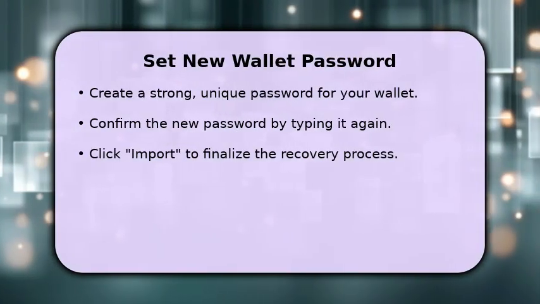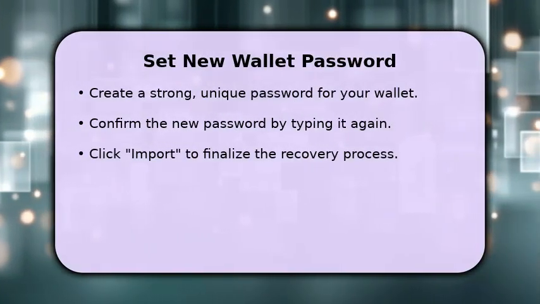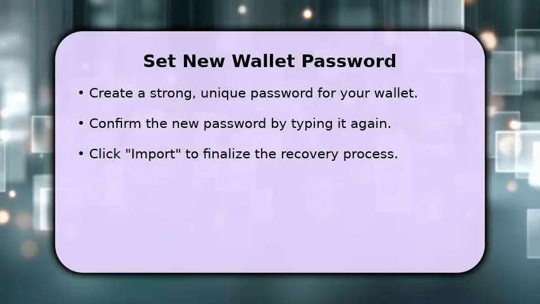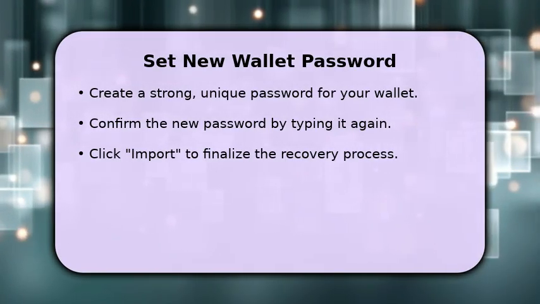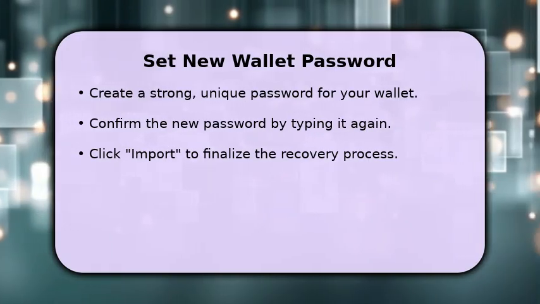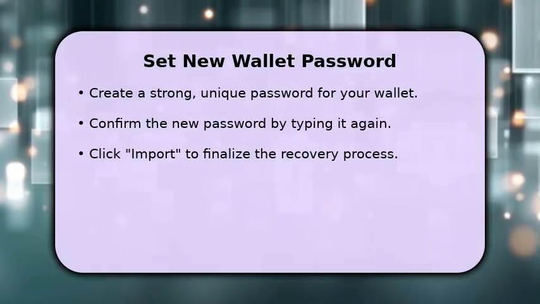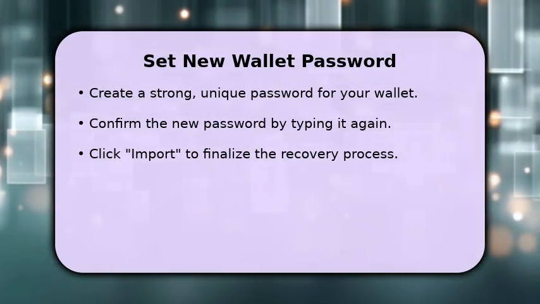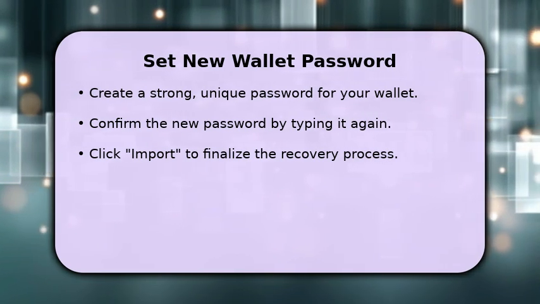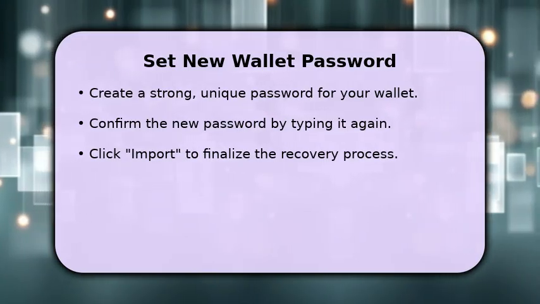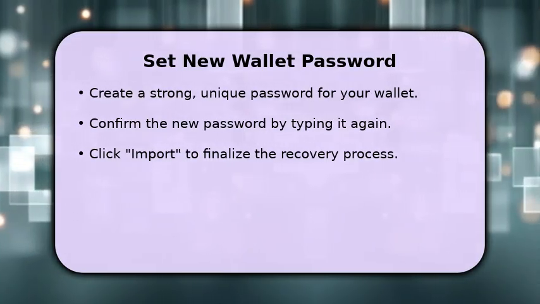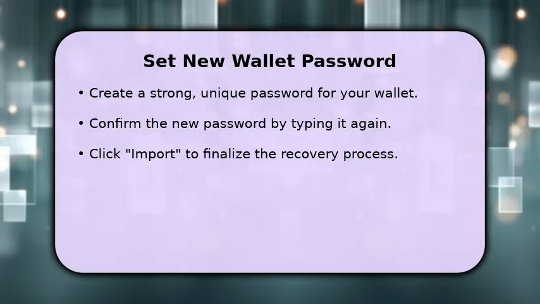Finally, you'll need to create a new password for your MetaMask wallet. This password will be used to unlock your wallet on this specific device. Choose a strong, unique password that you haven't used elsewhere, combining uppercase and lowercase letters, numbers, and symbols. Confirm your new password, then click the Import button. Congratulations! Your MetaMask wallet should now be recovered and accessible.